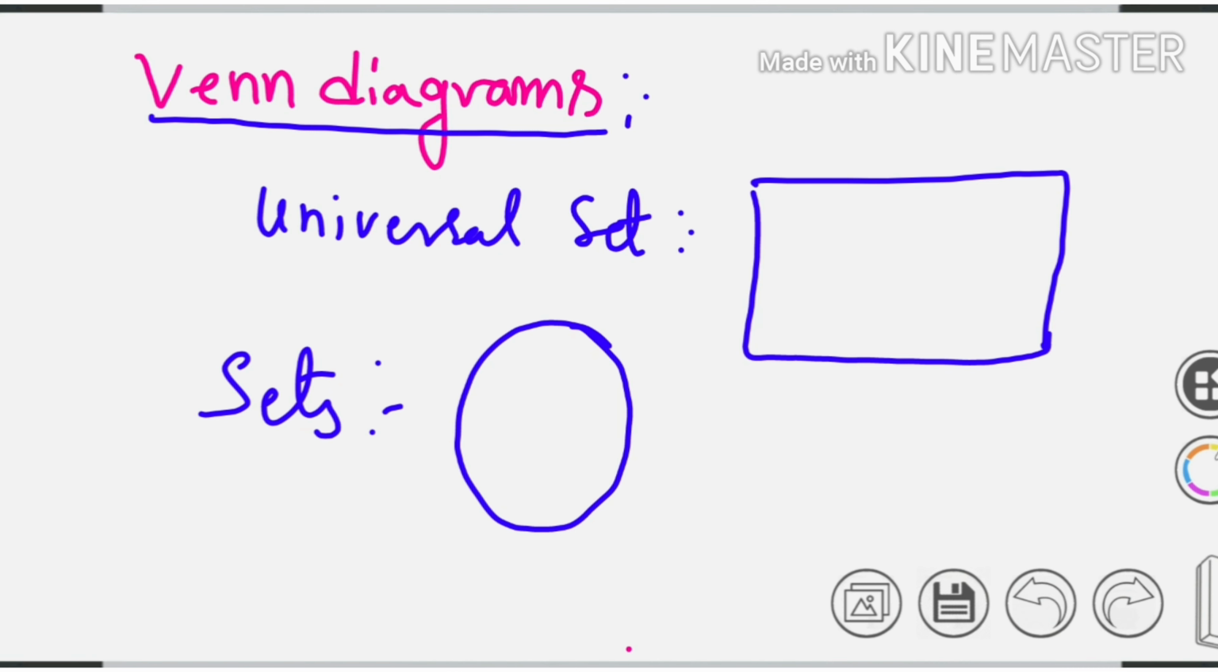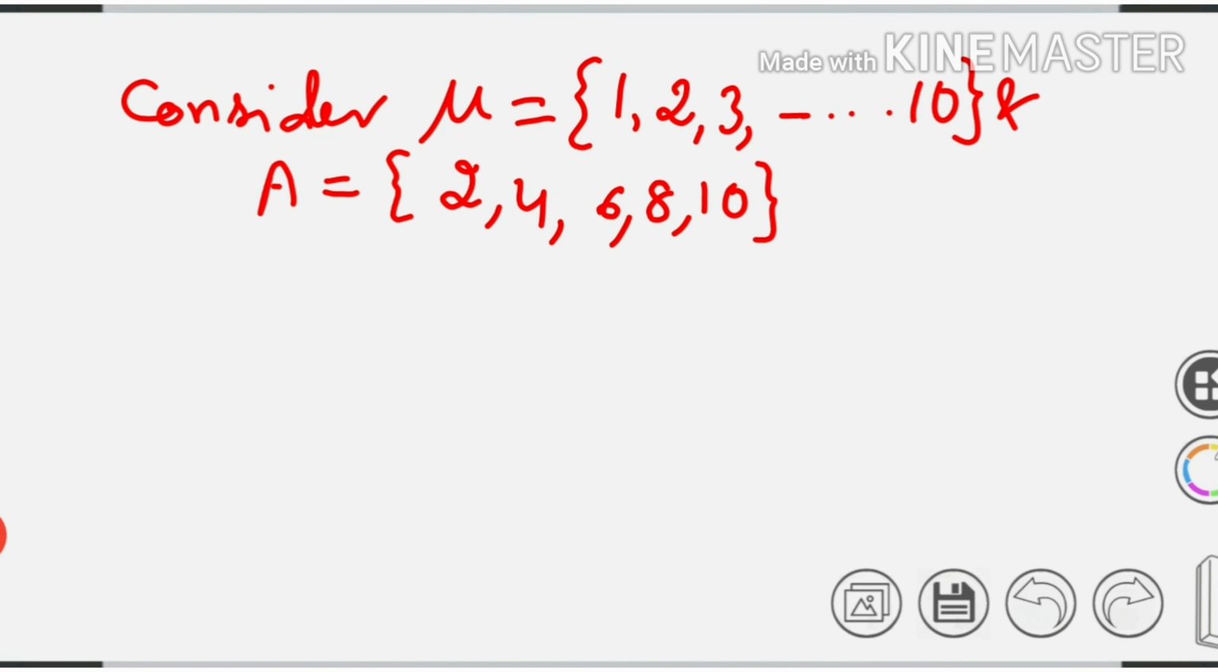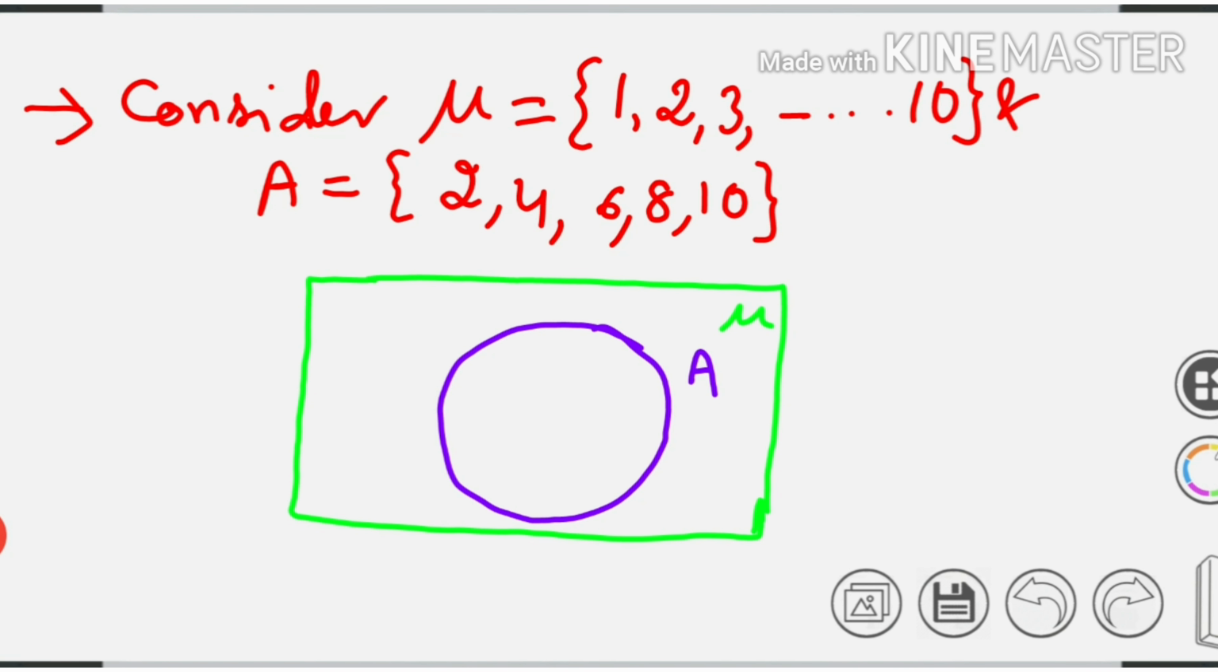Let us see some example Venn diagrams. Consider nu is equal to 1, 2, 3, 4 up to 10, and A is equal to the set 2, 4, 6, 8, 10. Now we will discuss how to represent this in a Venn diagram. First we have to draw the universal set with a rectangular box, and inside the rectangular box we have to draw a set A. Now we have to fill in the elements. Here we fill the elements in A first. In A we have 2, 4, 6, 8, 10, so inside this circle we write 2, 4, 6, 8 and 10.